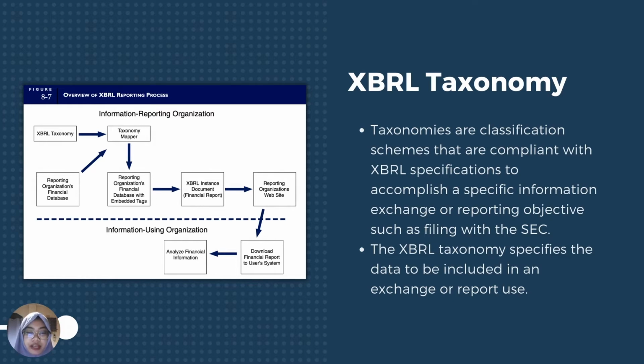Figure 8-7 presents an overview of the XBRL reporting process, the key elements of which were discussed earlier. The first step in the process is to select an XBRL taxonomy. These taxonomies are classification schemes that are compliant with XBRL specifications to accomplish specific information exchange or reporting objectives, such as filing with the SEC. The XBRL taxonomy specifies the data to be included in an exchange or report.